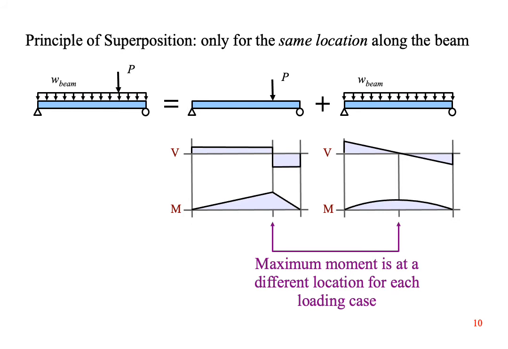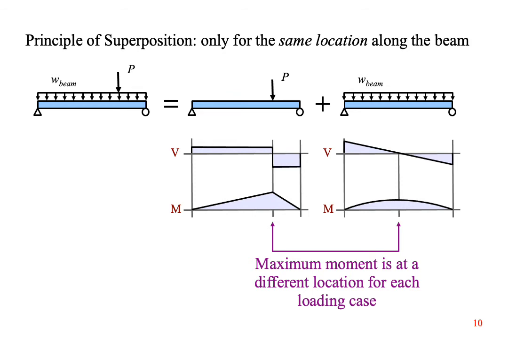We have to be really careful about applying the principle of superposition. It only works at the same location along the beam. You cannot add the maximum deflections or maximum moments if they don't occur at the same location along the beam.